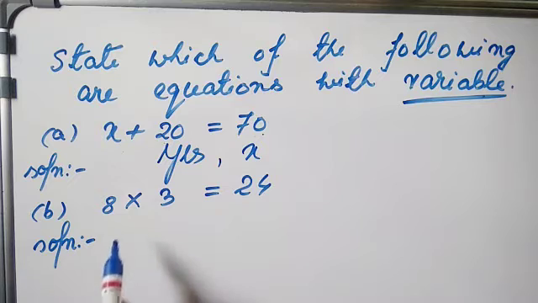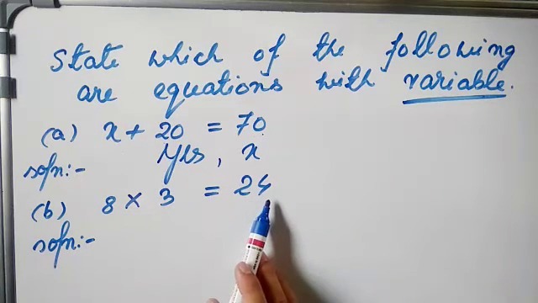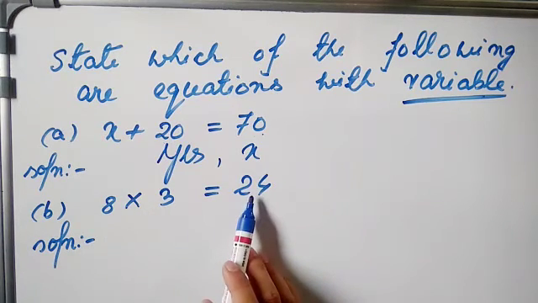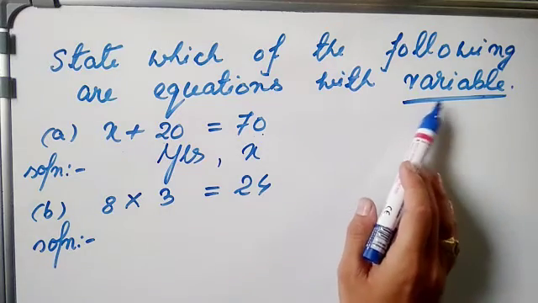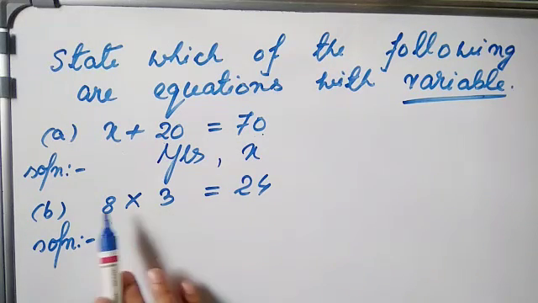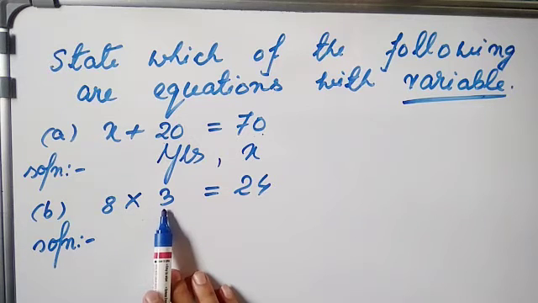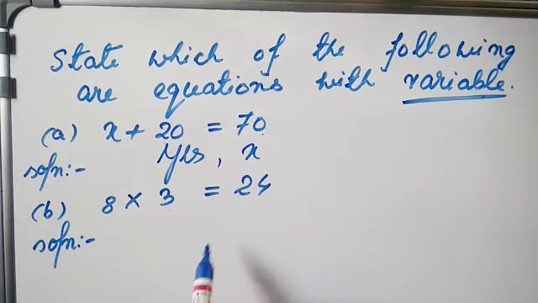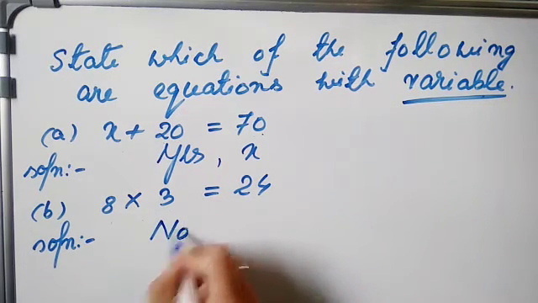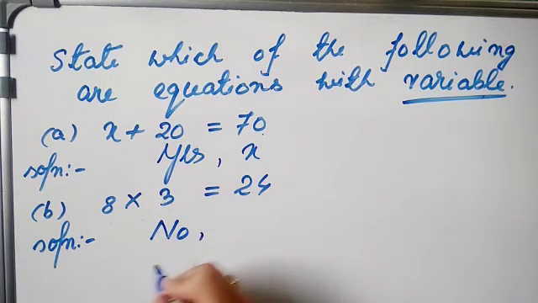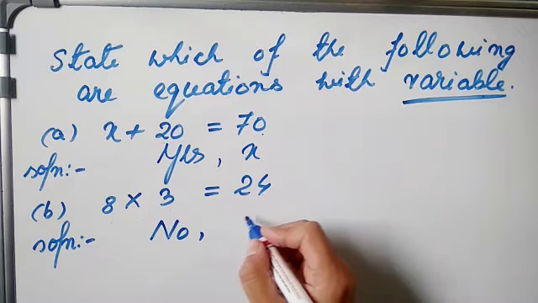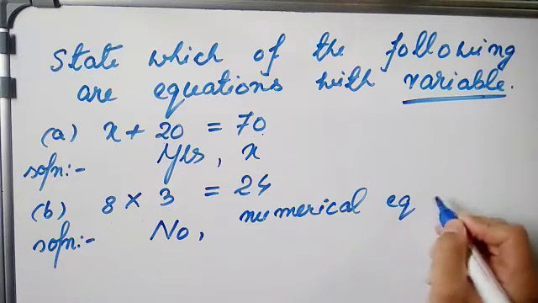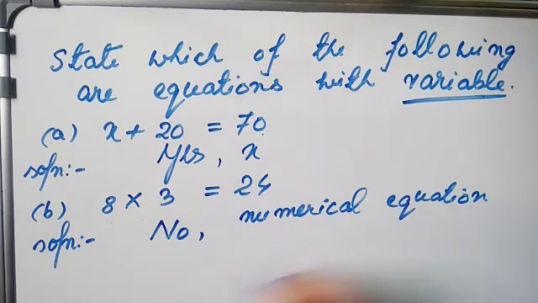What about the next question? It says 8 into 3 is equals to 24. We all know that 8 times 3 is equal to 24, right? So this is an equation. But is this an equation with a variable? Do we see any variable here? Is 8 a variable? No. Is 3 a variable? No. Again, is 24 a variable? No. So this is not an equation with a variable. And what is this equation? Yes, it is simply just a numerical equation. Not an equation with a variable.